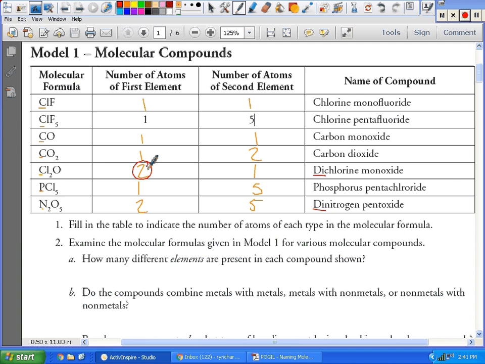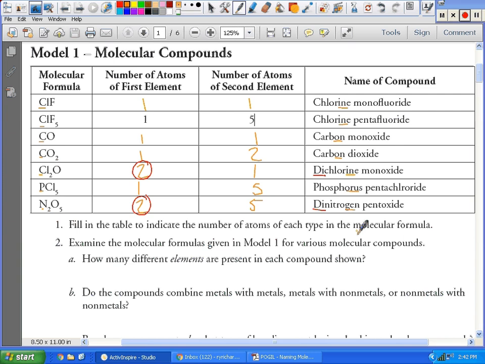So if you go back and look at it, all the ones that have a 1 in that first column do not have prefixes on their first elements. There's something else that I want you to also notice. Look at the ending to all of these first names. What do you notice about the endings here and the endings on the periodic table? They're the same. Did any of the name endings change on any of those first words? No.